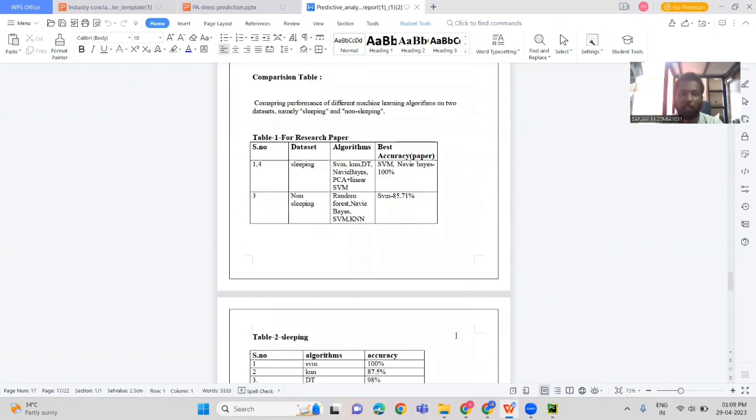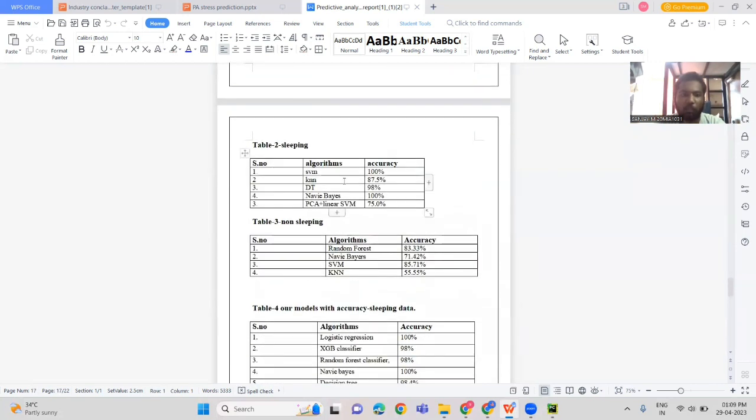Here we have compared the sleeping data sets versus non-sleeping data sets. These are the sleeping data set algorithms they have used and the best accuracy they got. They got 100% accuracy with SVM and Naive Bayes. In non-sleeping data sets, they used random forest, Naive Bayes, SVM, and KNN, and got 85% accuracy, highest for SVM.